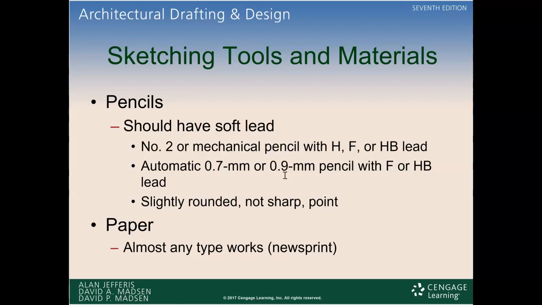This class likes a slightly rounded, not sharp point. So if you're doing true hand drafting, you would prefer the sharp point. And almost any type of paper works. So this is called newsprint, being the lowest and cheapest, something you might find at Walmart for kids. And then there's also our sketchbook, which is a higher grade.